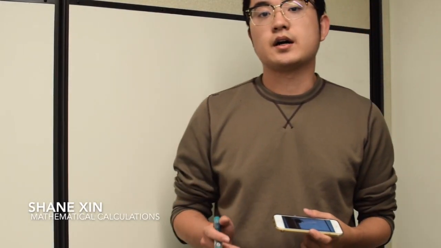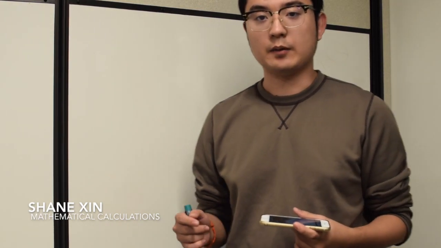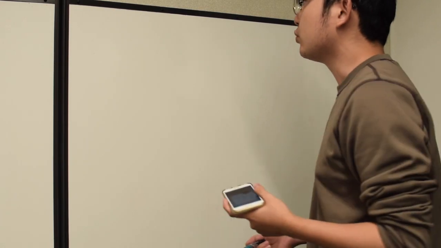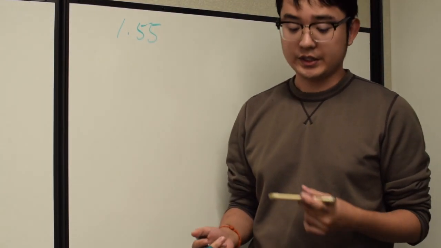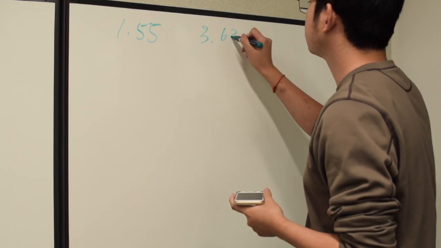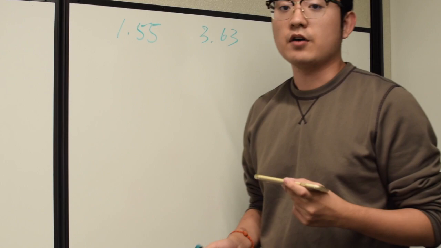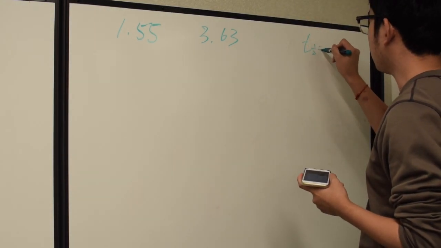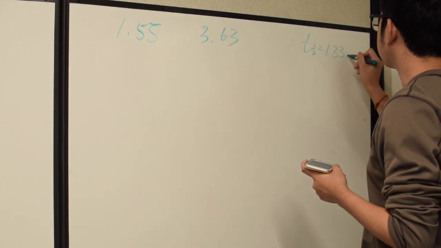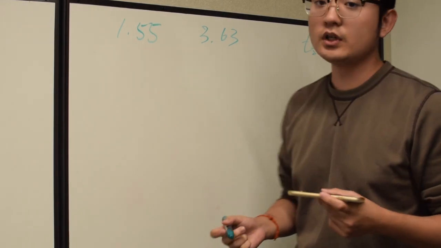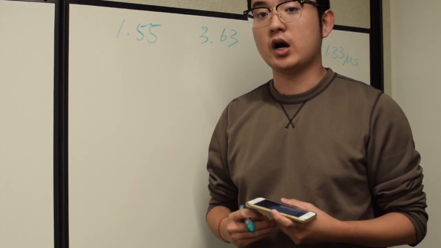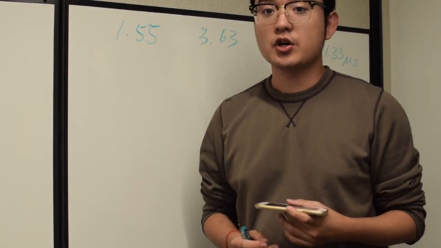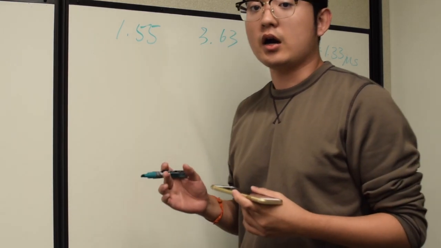Okay, so from Brian's data analysis, we know several important numbers. We know the flux that we measure on the campus, which is 1.55. We also know the flux that we measure on the mountain, which is 3.63. And we also know the half-life of the muon, which is 1.33 microseconds. So, in order to do the following calculation, we need to first know how much time the muon actually traveled. So we need to introduce a whole new formula.